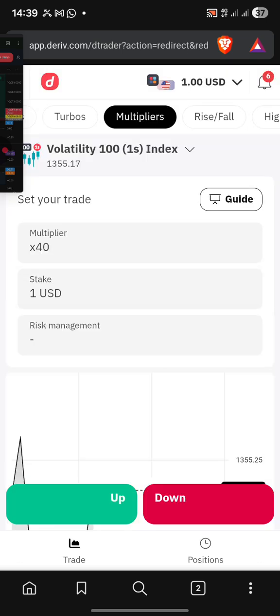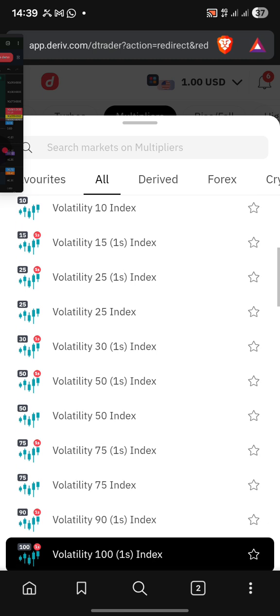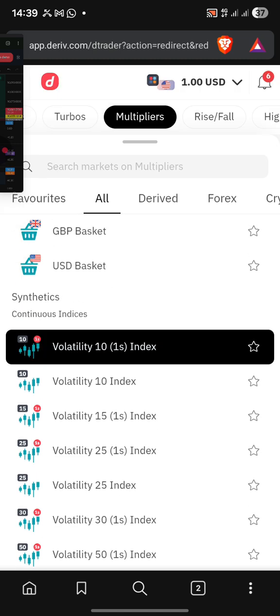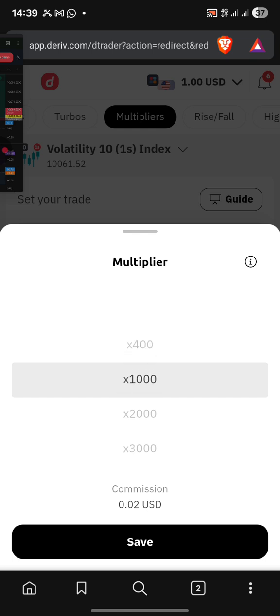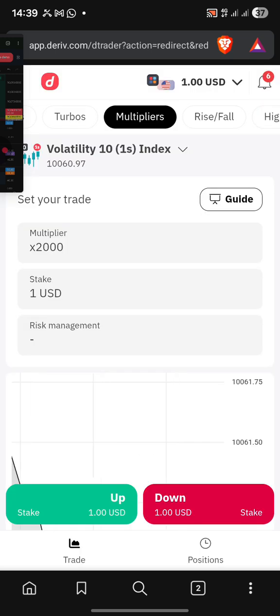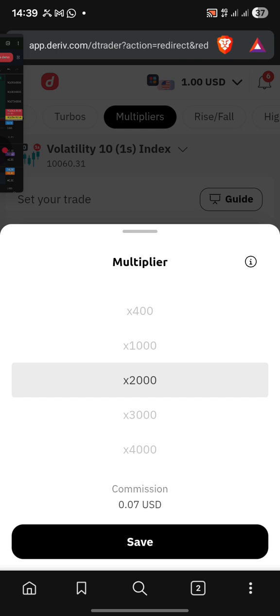I'm going with the full margin. This is a 10 index. Here on our multipliers, let me go with at least 2000. If you can see here, in everything commission will be 0.07.